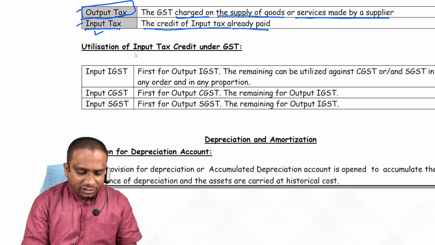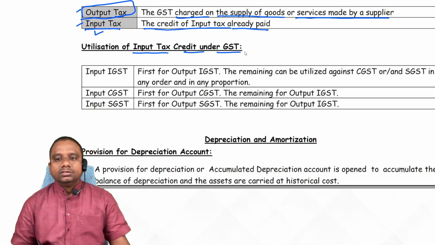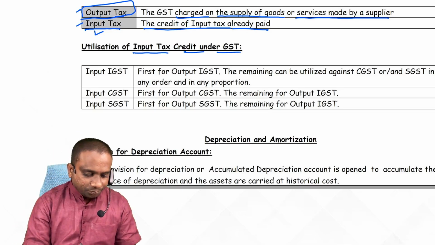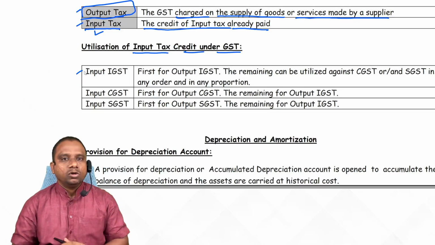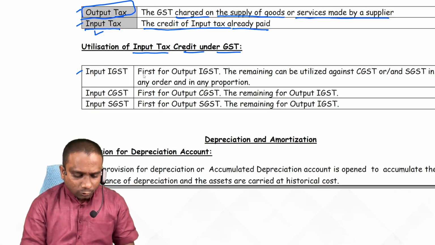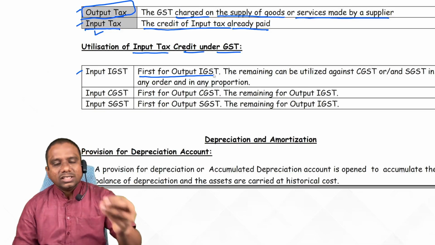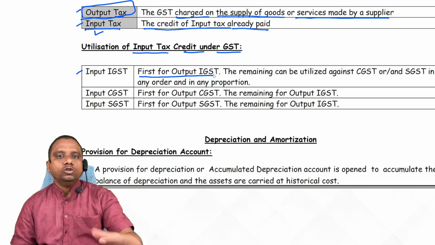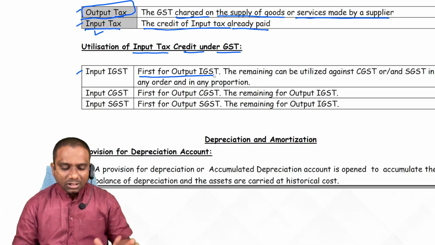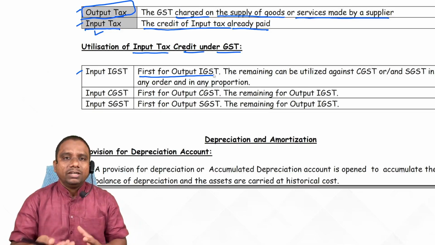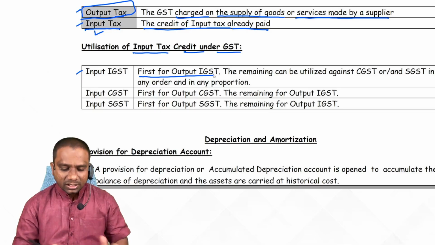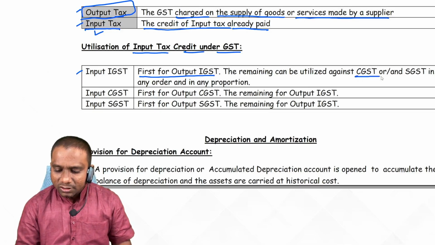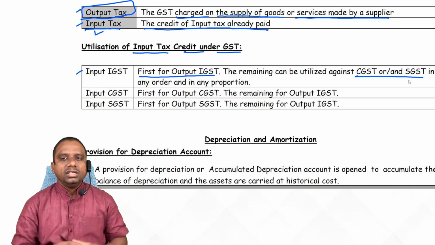Utilization of input tax credit under GST. Observe carefully. First, input IGST. First adjust this input IGST against output IGST. Remaining amount, if you have left some amount in input IGST, can be utilized for adjusting CGST or SGST. Yes or no, students?